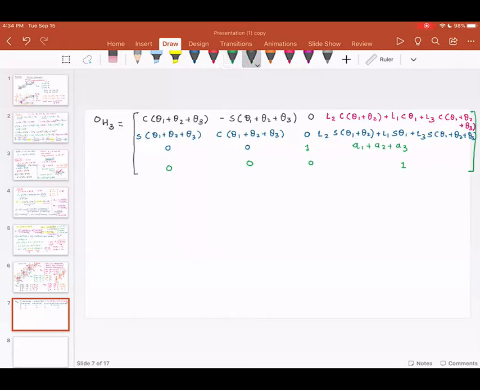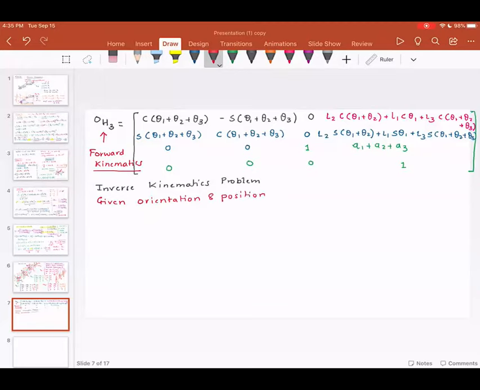Now please note what is given to us. We are trying to solve an inverse kinematics matrix problem. 0H3 is the solution of the forward kinematics problem. Inverse kinematics problem means that we are given the orientation and position of the end effector.